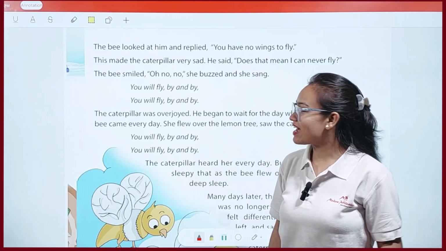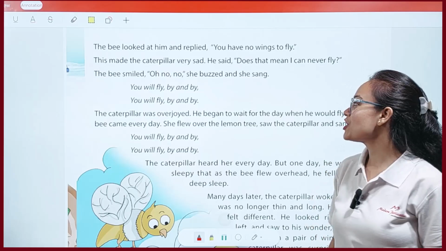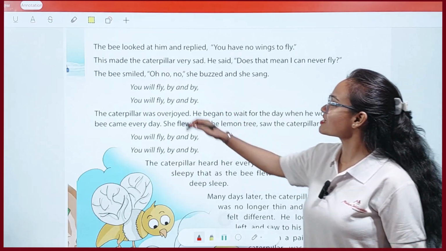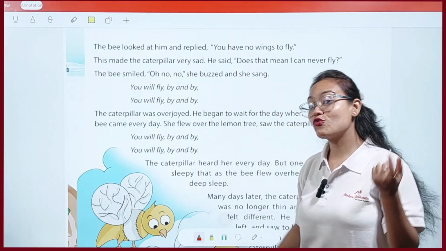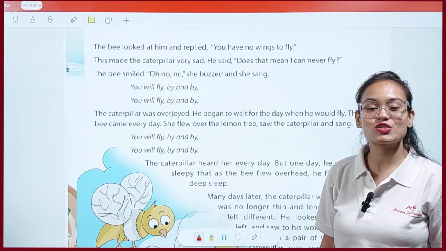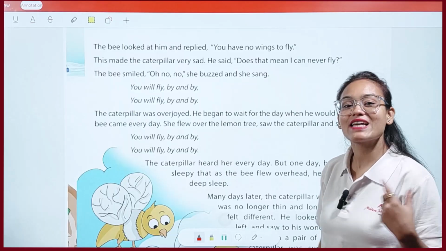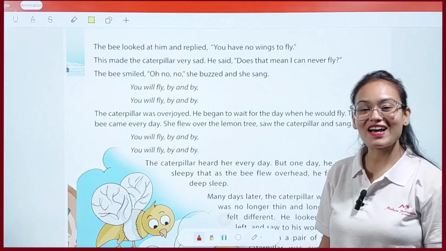"You will fly by and by. You will fly by and by." So the song sung by the bee was, "You will fly. One day, my dear sweet little caterpillar, you will fly." And she kept singing, "You will fly."